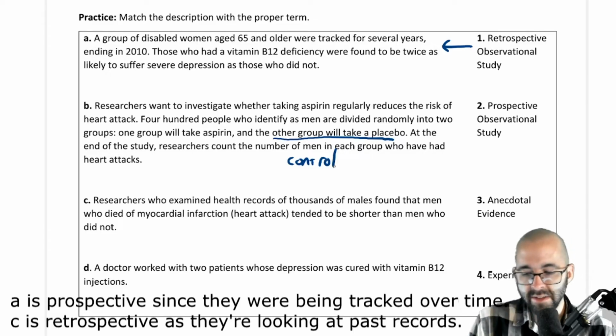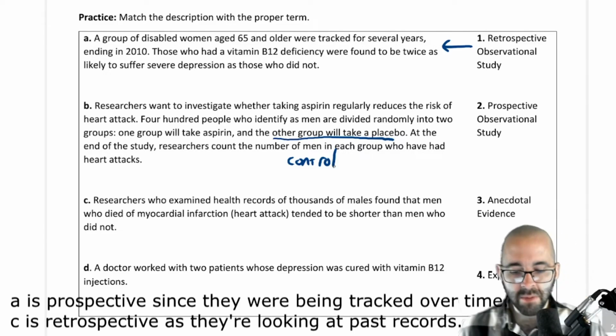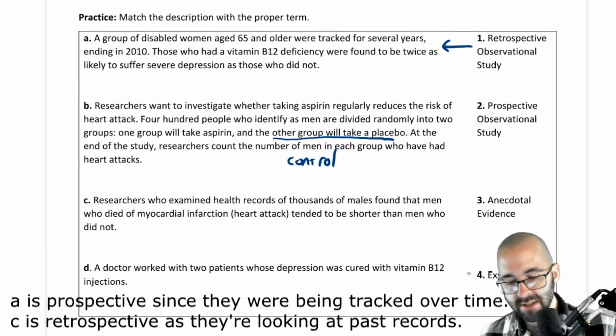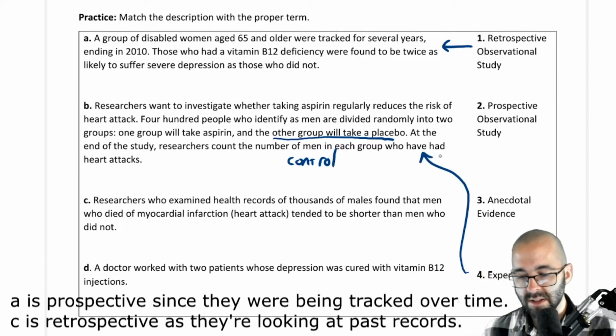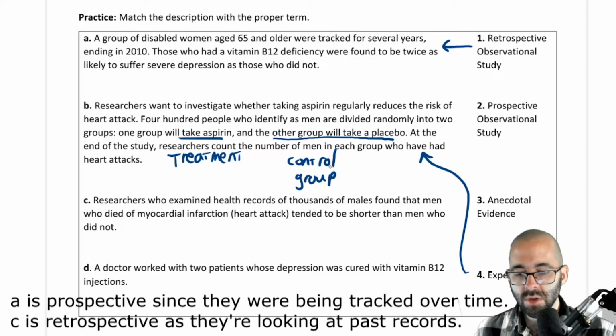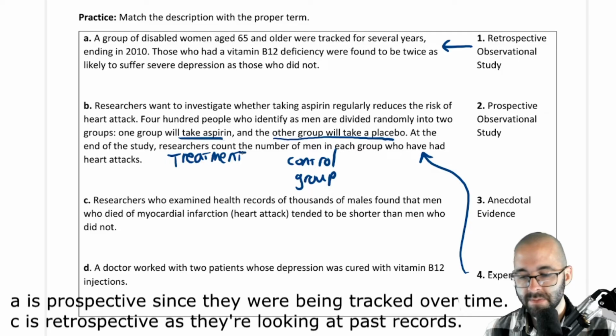All right, and at the end of the study, researchers are counting the number of men in each group who have heart attacks. So this right here, this is an experiment. It has a control. It has a treatment. So this is technically the control group, is what's underlined. Control group and treatment, those are the big things to look at for experiments.